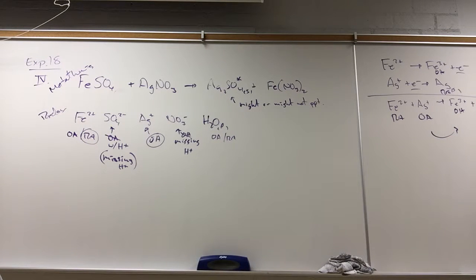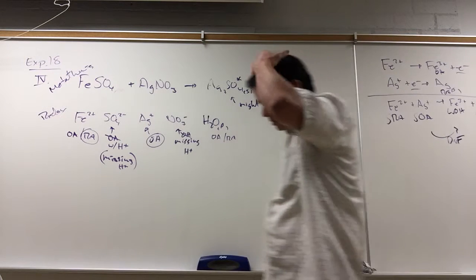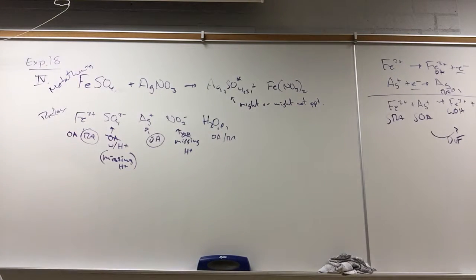Well, looking at this, it turns out that silver ions are a stronger OA than iron 3, and iron 2 is a stronger RA than silver metal. And so we have a driving force. We're going from stronger to weaker, and we're done here. And so this is what happens in this particular reaction.